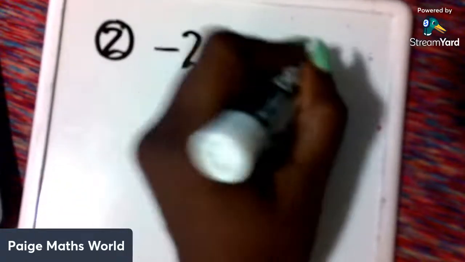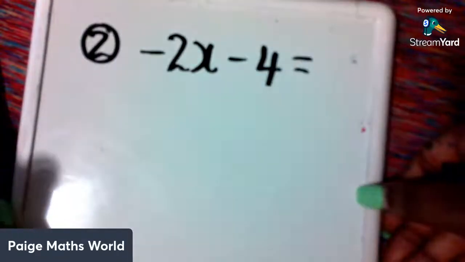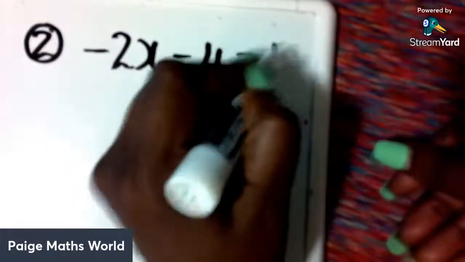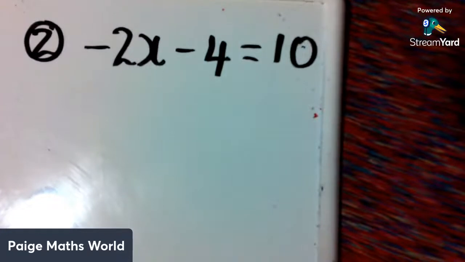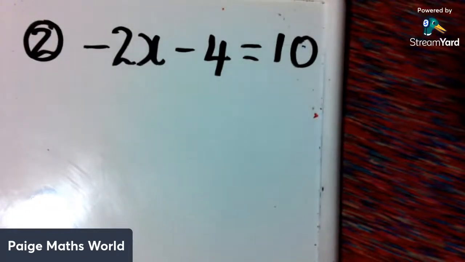Number 2. So we're going to have negative 2x minus 4 is equal to 10. What is your solution? Negative 2x minus 4 is equal to 10. And remember, we need to get x by itself. That's what we want to get by itself.